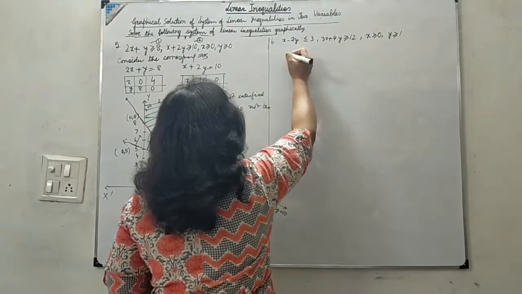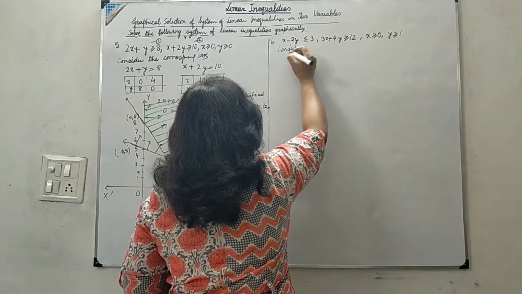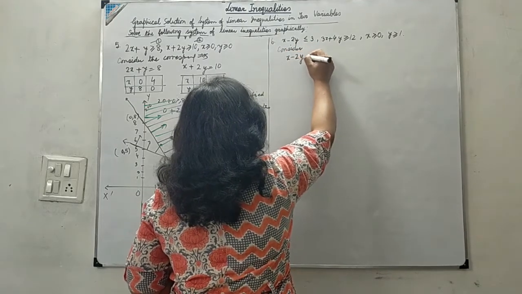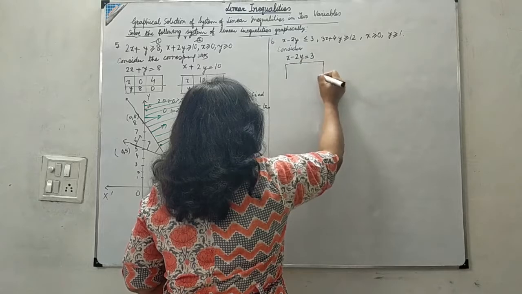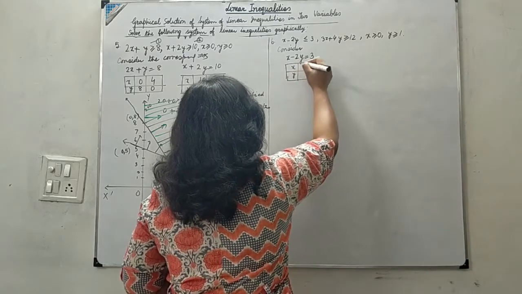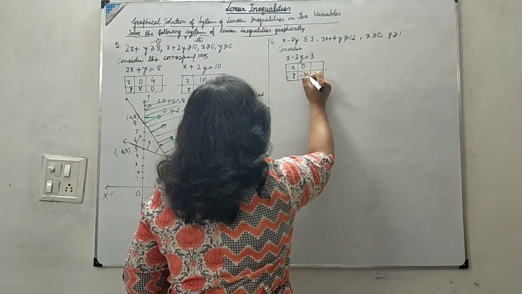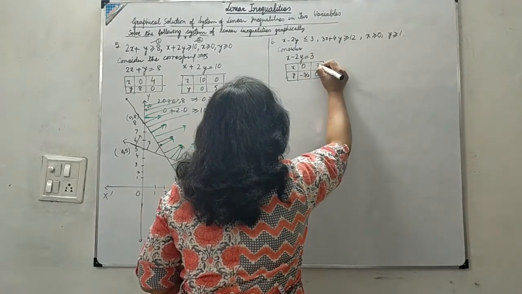So moving on to the next question we have here. Again consider the corresponding equation, x minus 2y is 3. So we will take again 2 points x and y. When x is 0, y is minus 3 by 2. When y is 0, x is 3.